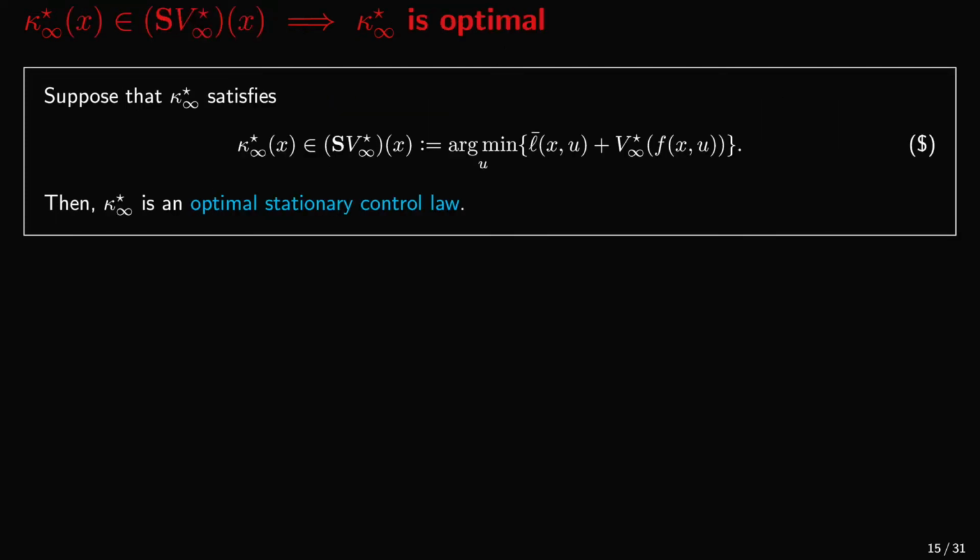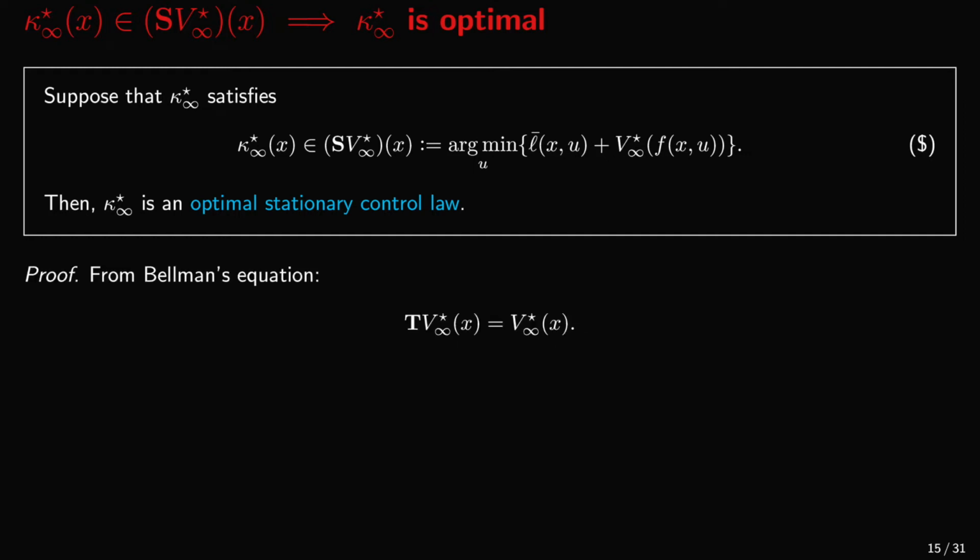The converse is also true. If kappa infinity star is in S v infinity star, that is, if kappa infinity star is a minimizer of this horizon 1 optimal control problem, then it is an optimal stationary control law. To prove this, we will leverage the first result we presented at the beginning of this section.